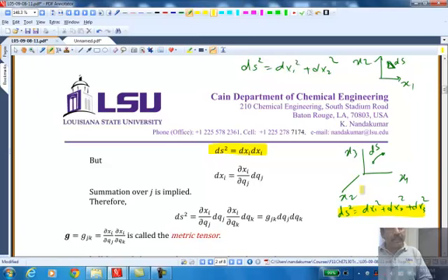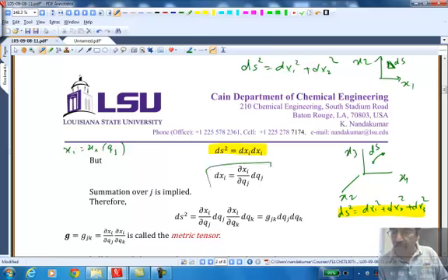Okay, but we know that each one of the xi is a function of qj. There is a relationship between x and q. So I can write dxi as the partial of xi with respect to qj times dqj. What rule am I applying here from calculus?